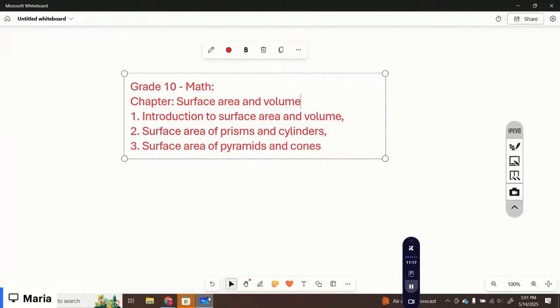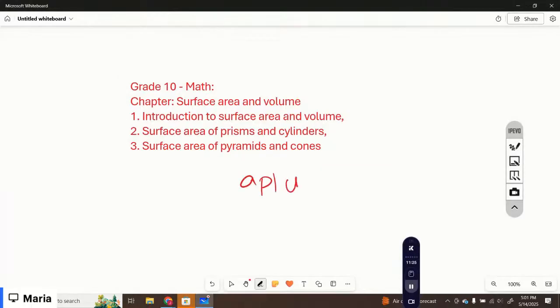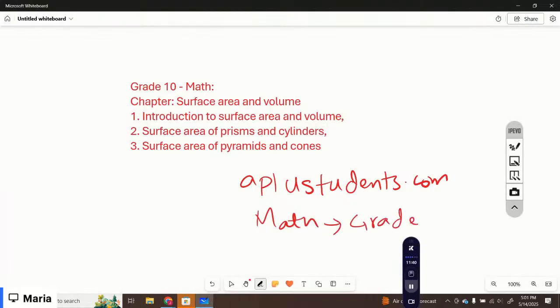You can find all the lessons on aplusstudents.com. You have to log in there using your email address, and the password is provided by the administrator. Then you have to select math from the subject tab, scroll down to grade 10 math, and then click on view all lessons. There you can find a list of the chapters. We're going to start with the chapter.